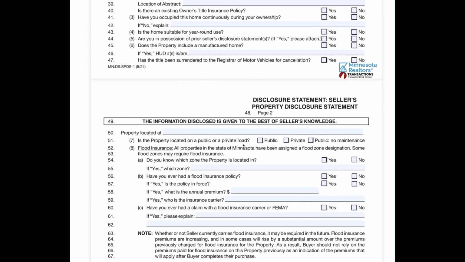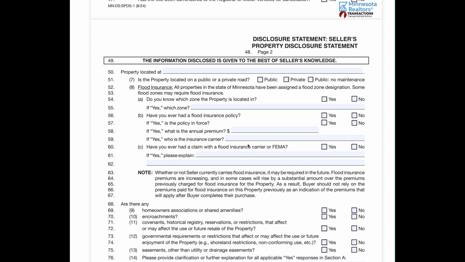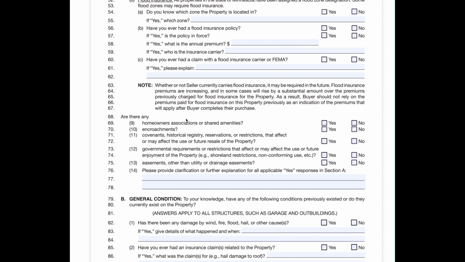Where it's located, this first line 51 is, is it connected to a public or private road? Does it have flood insurance, going through flood requirements? Are there any homeowner associations or shared amenities? So you can look right here at this line to see if there's going to be an HOA, or maybe there's a pool, right?